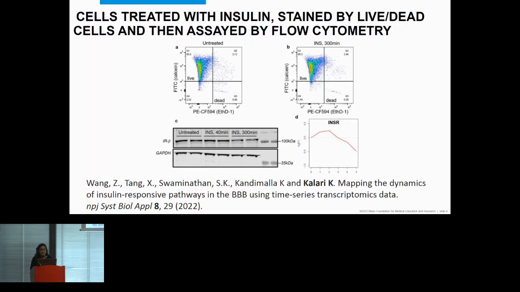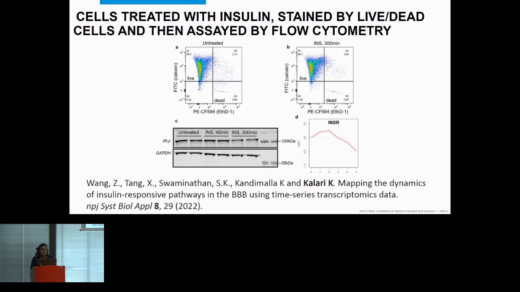And then we were trying to look at the untreated and treated insulin data, and then compare the live and dead cells here. And we did not find any big differences. The ratio did not change, and it was pretty similar.